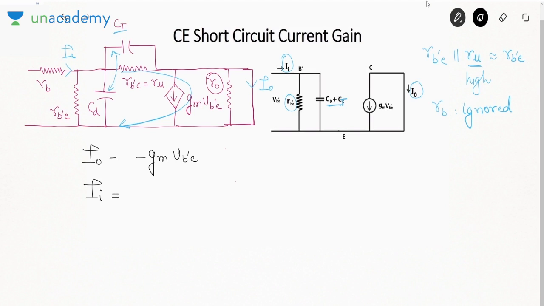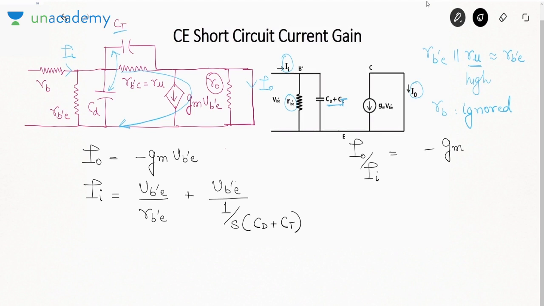II will be the sum of two currents. One is VB'E by RB'E. The second is VB'E over the impedance of capacitance CD plus CT. Okay, capacitance is always 1 by SC. Now if you take the ratio I0 over II, VB'E will get cancelled, minus GM divided by 1 over RB'E plus 1 over S into CD plus CT.